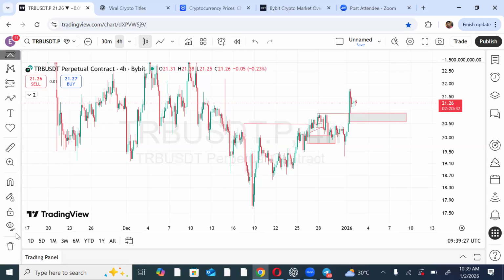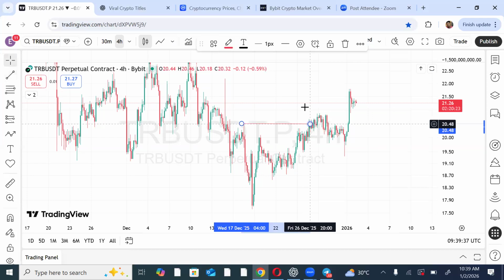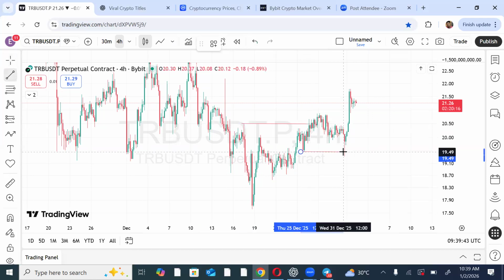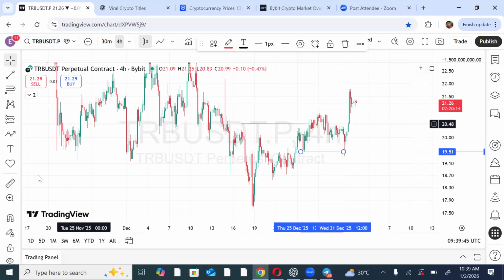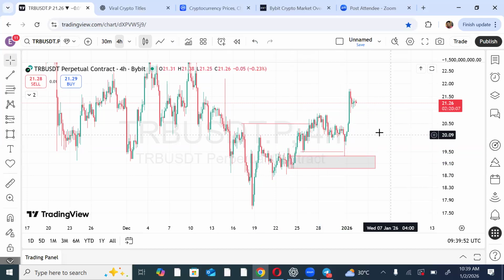Let me show you guys. Remember, the change of character must have an adjustment and a continuation. So last low was taken out, right? Give us an adjustment. And price successfully tapped into this amazing fair value gap, into this amazing order block right here.